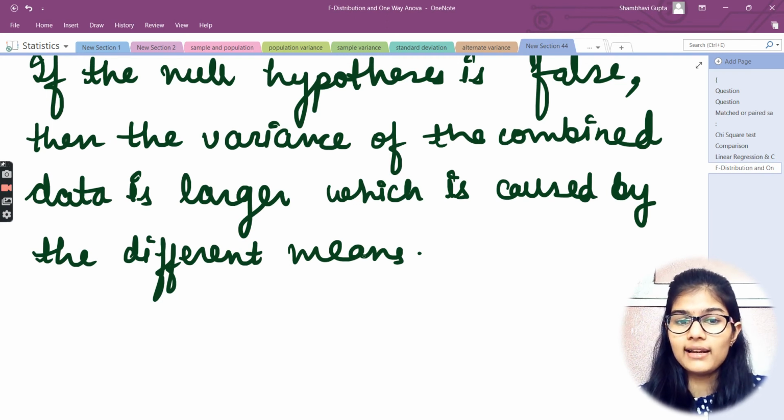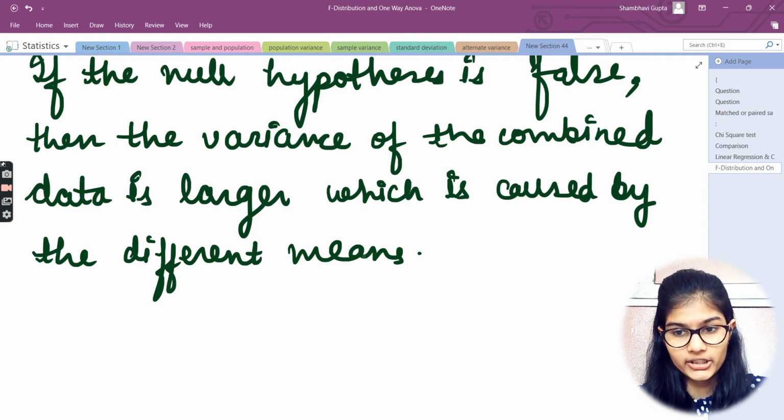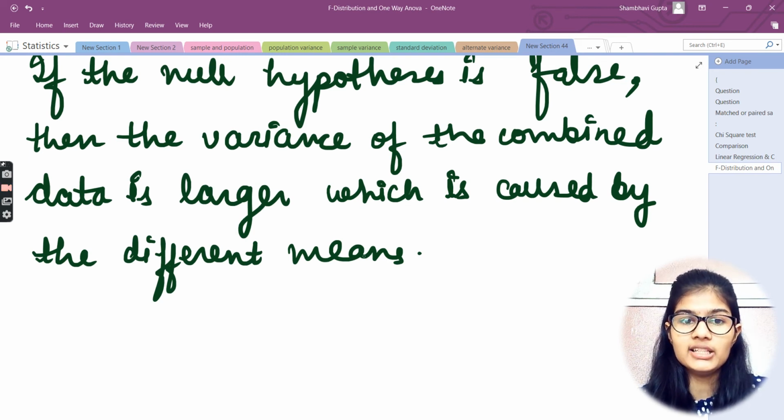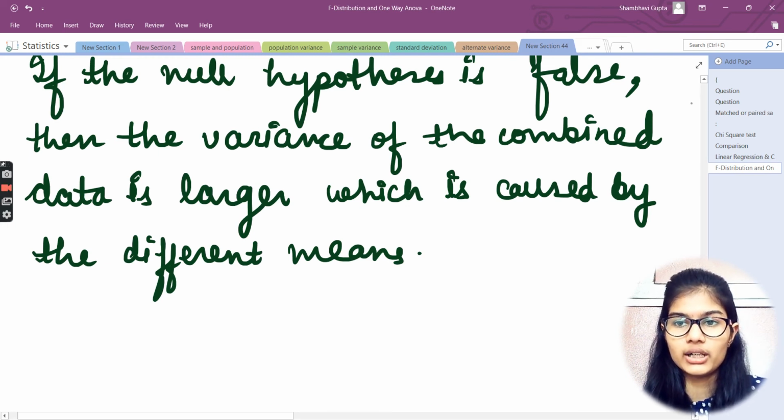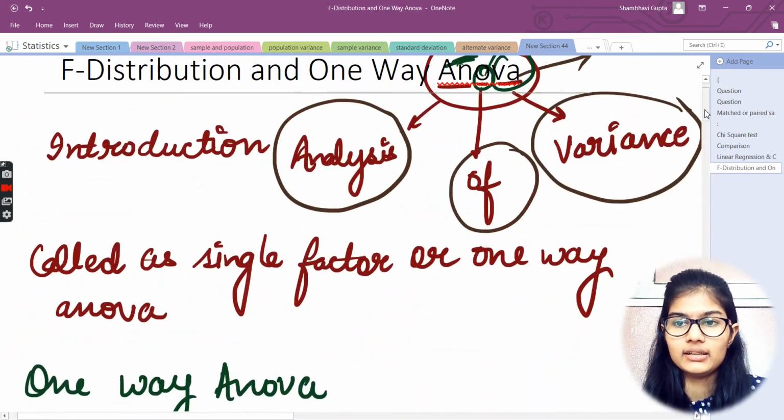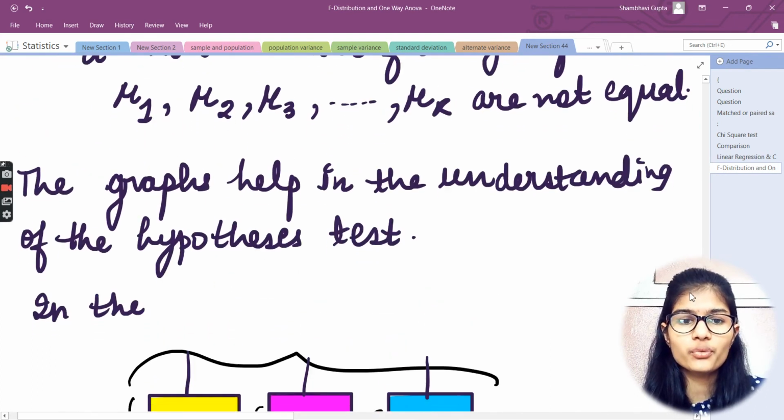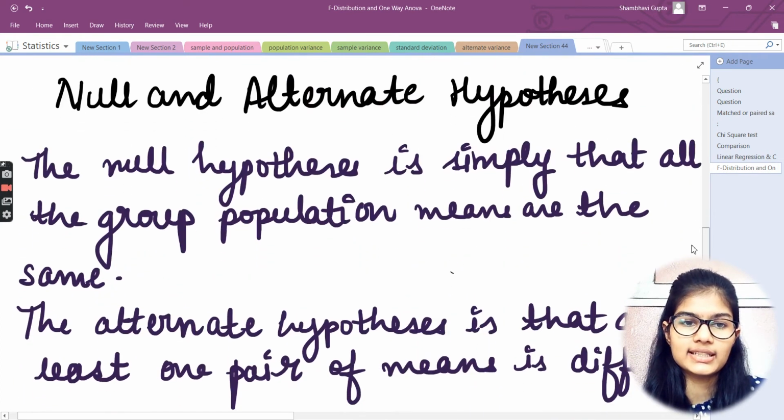But when we are having different means, in that case we say that the null hypothesis is false, then the variance of the combined data is larger, which is caused by the different means, right? So in that case, the null hypothesis is false. So let me go above and show you the things.